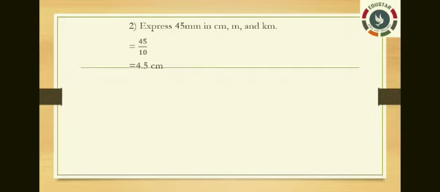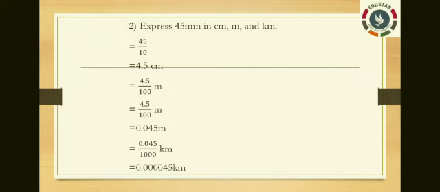Now centimeter is changed into meter. 1 centimeter is 1 by 100 meter. So 4.5 centimeter changed into meter is 4.5 divided by 100. We get 0.045 meter. Now meter is changed into kilometer. 1 meter is equal to 1 by 1000 kilometer. So 0.045 converted into kilometer is divided by 1000. We get the answer 0.000045 kilometer.